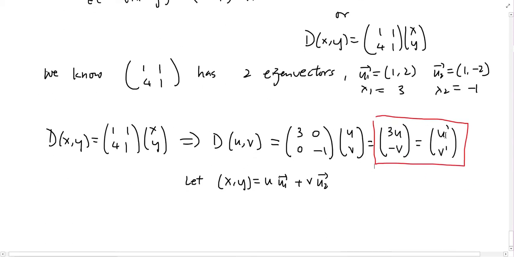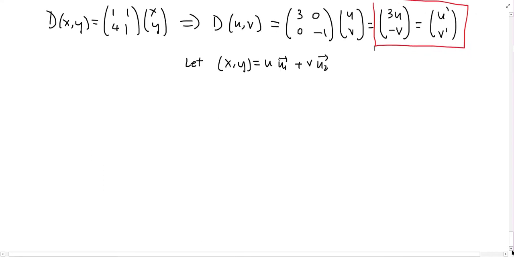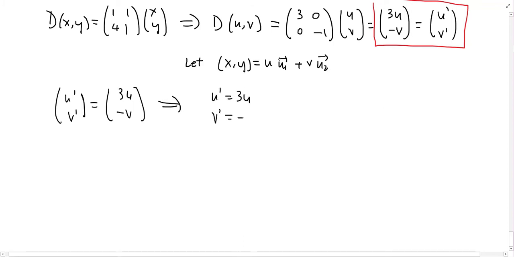This system is a lot easier because it tells me that the derivative of u depends only on 3u, only u itself, 3 times it, as a matter of fact. And v depends only on negative v. So this transforms into a much easier system to work with. The system u prime, v prime equal to 3u, negative v changes into u prime equal to 3u, v prime equal to negative v, or du over dt equal to 3u, dv over dt equal to negative v.